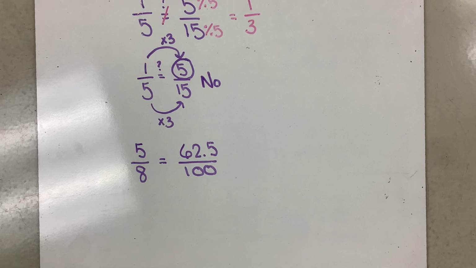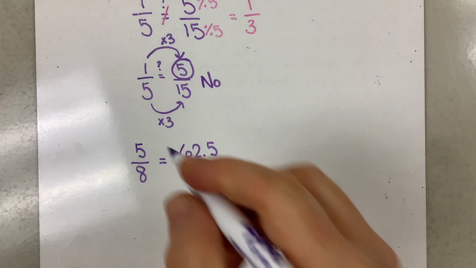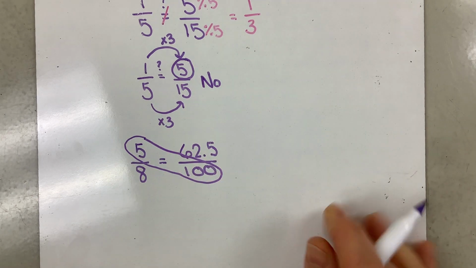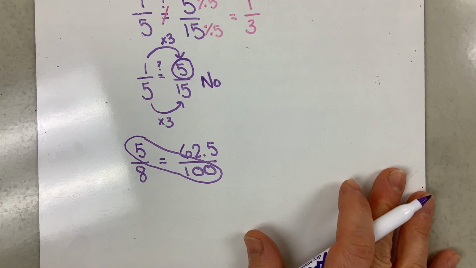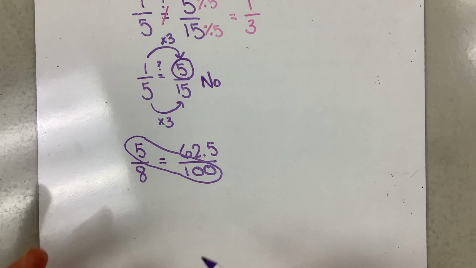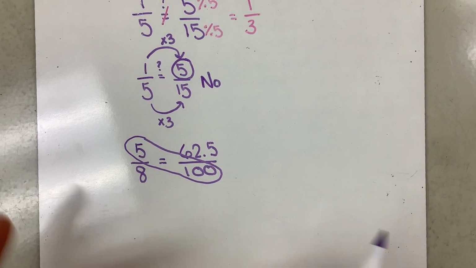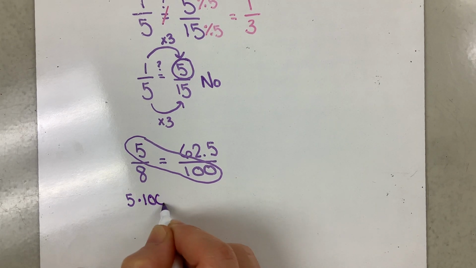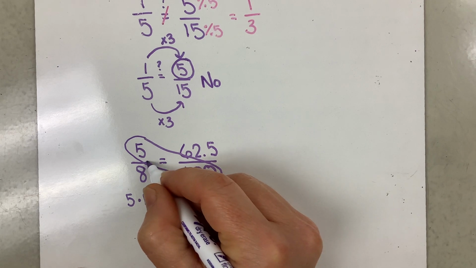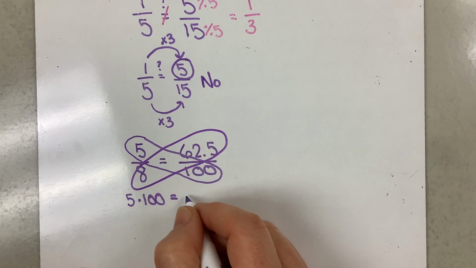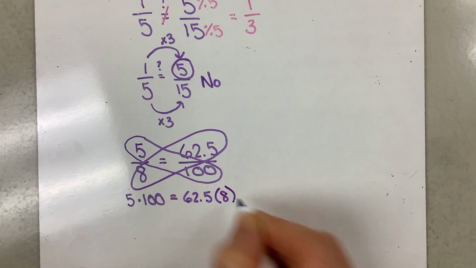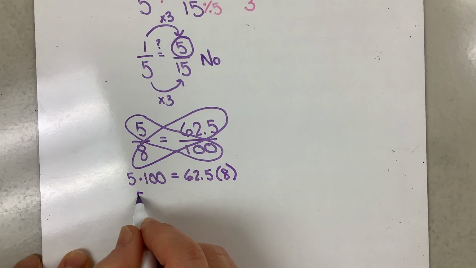So let's try this one. This one is not nice. So what we're going to do here is our butterfly method. Many of you did the butterfly method years ago in 4th grade. This is a great place where it is true, it works great, use it. So 5 times 100 is on the one side. And then on the other side, we have 62.5, 62 and 5/10 times 8. Okay, I know 5 times 100 is 500.